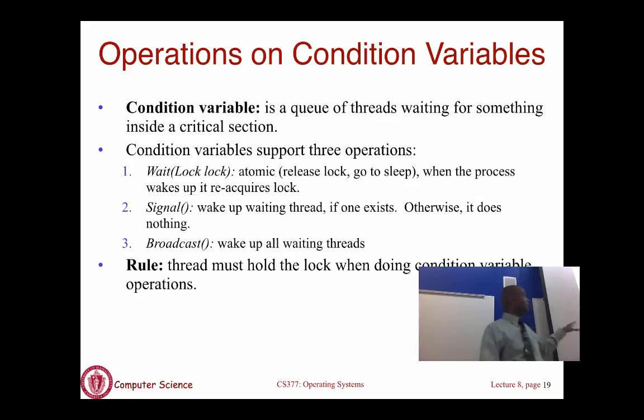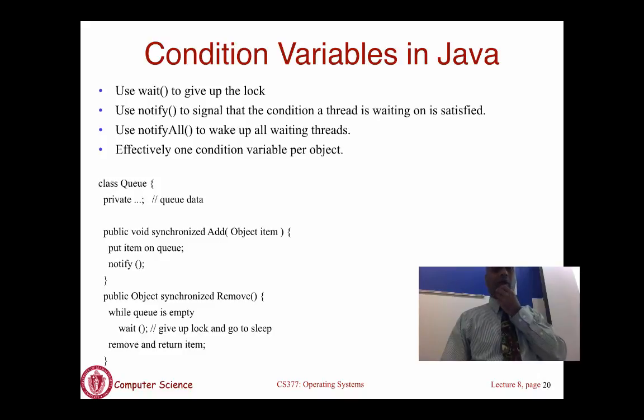Okay, so again, you use a condition variable to put a thread to sleep, and there's a wait method that actually puts it to sleep, and signal wakes it up. So let's look at some code for the queue that will do this.